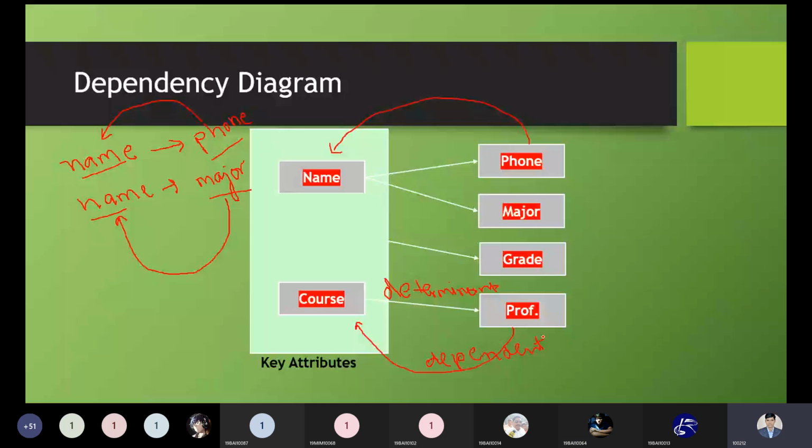From which direction you are reading the point depends on your point of view. So that could be one point, determinant or dependent, and we will see all these concepts with another example. But here we need to understand the important point. Course is the determinant, and the professor depends on the course. This arrow is more important while learning the mathematical rule.